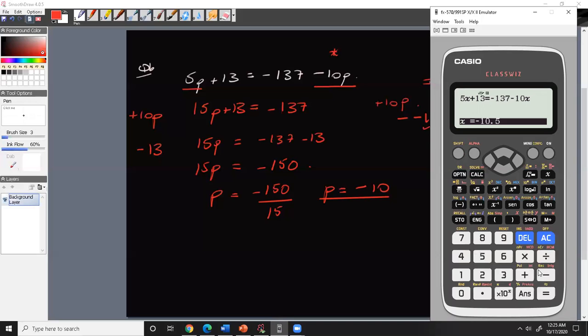Shift solve equals, something's happening. Yes, and I can see what it was. So basically, when I enter this into the calculator, 5x plus 13 alpha equals, I have to put in the sign change key for the minus 137, but then I have to use the subtraction key for the minus 10x. Shift, solve, and now you should get the answer, which is minus 10, which is what we got.